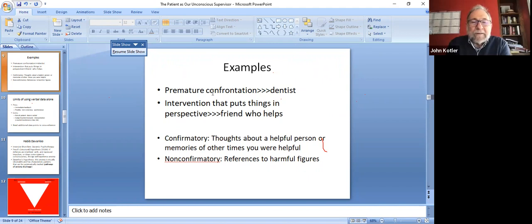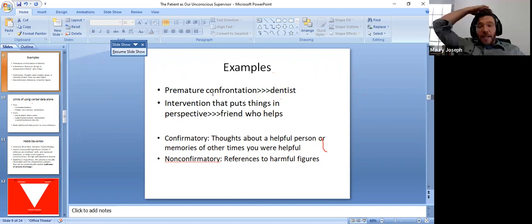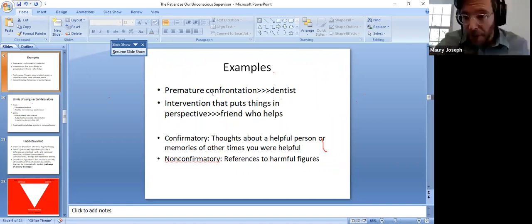But the general principle here is that confirmatory thoughts for Langs might include thoughts about a helpful person or memories of other times that you were helpful, especially helpful doctors.